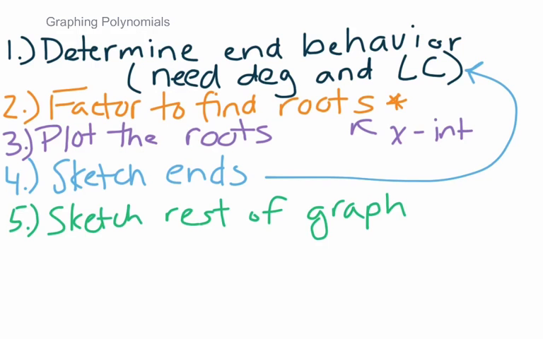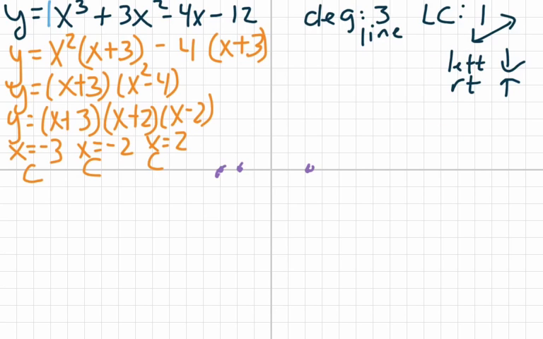Next step, step 4, which is the blue one, is sketch the ends. And so now I'm going to go back to this. The left points down and the right points up. So I'm going to go to my left-hand root and draw it going down, and the right-hand root and draw it going up. Ta-da! Put your ends in.